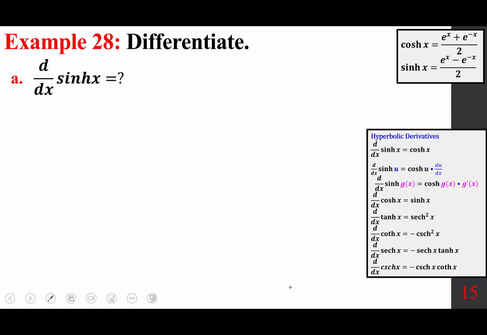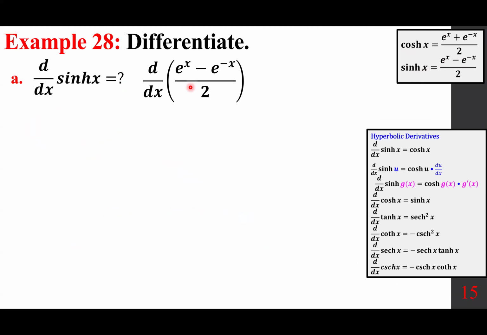The derivative of sinh x. So reminding you by definition, cosh x or hyperbolic cosine is e to the power of x plus e to the power of minus x over 2. Sinh x or hyperbolic sine has a negative in between. So if I want to differentiate sinh x, I have to differentiate this piece.